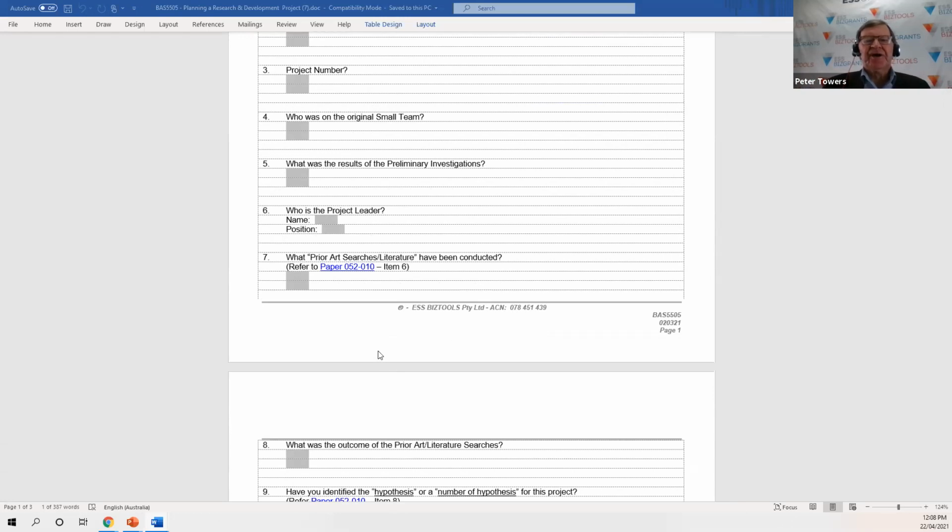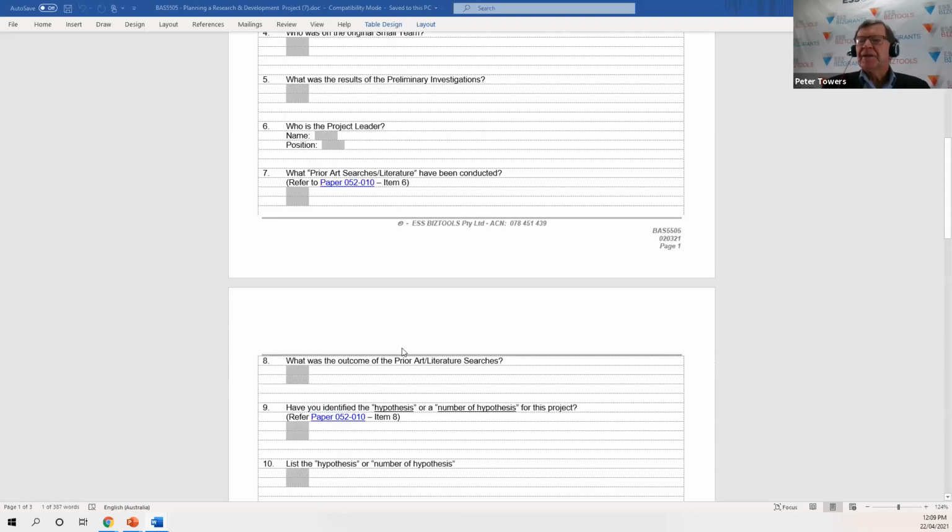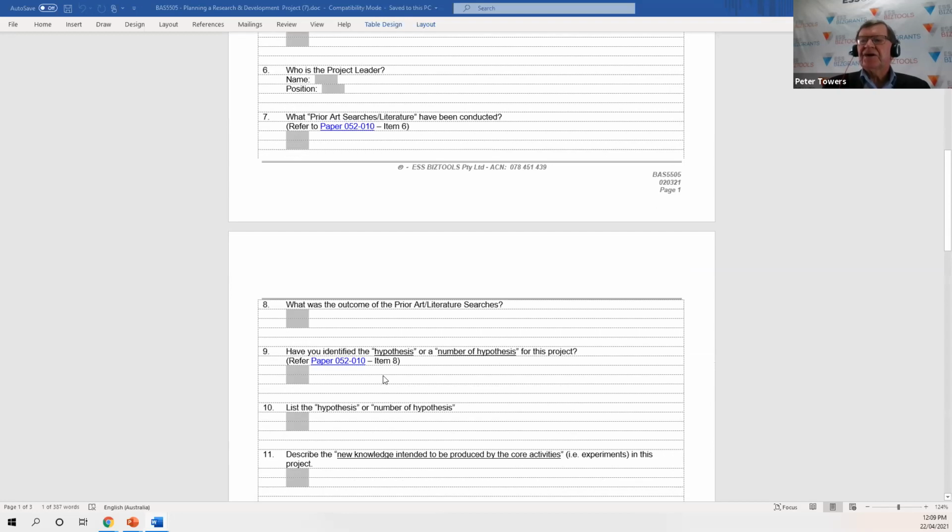And these prior art and prior literature searches are for the world. It's not just for Australia. The Australian government will not fund development of research and development if it's only an Australian invention. They want it to be something that is better than anything in the world. What was the outcome of those searches?